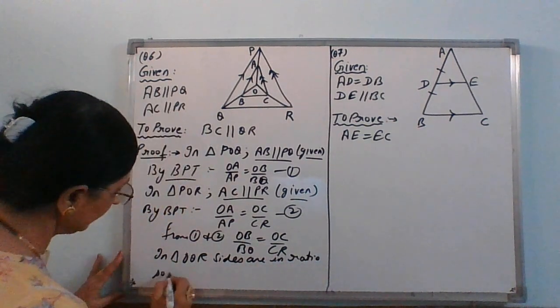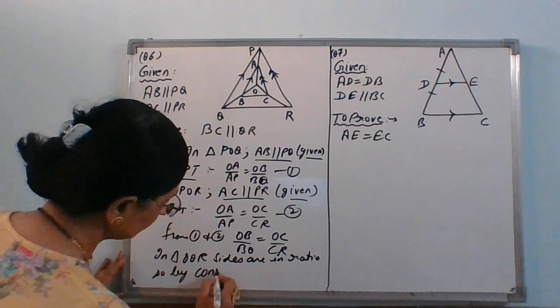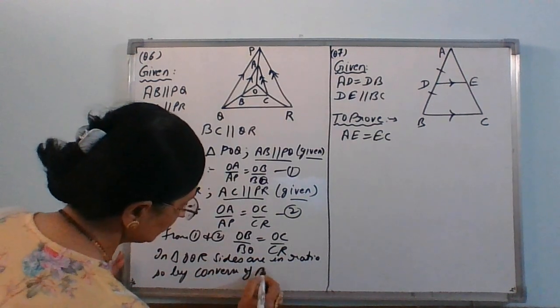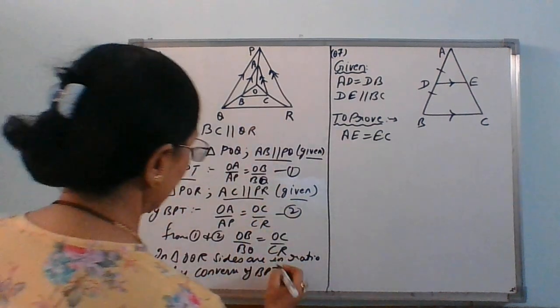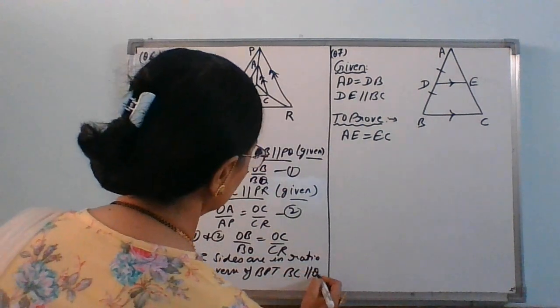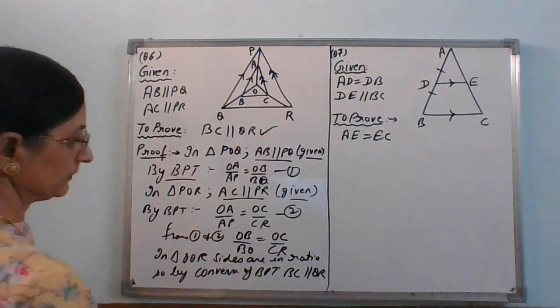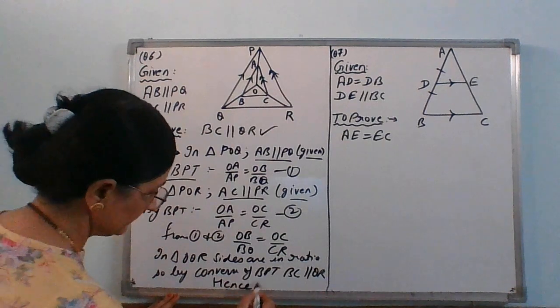So by converse of BPT, you have to give the reason. So what happens? BC will be parallel to QR. So hence proved.